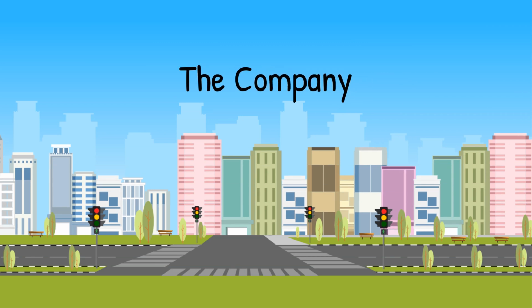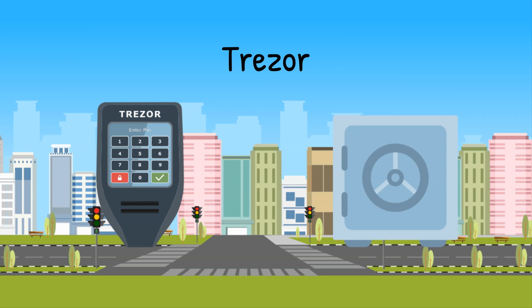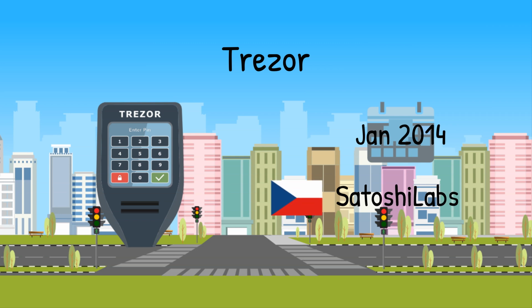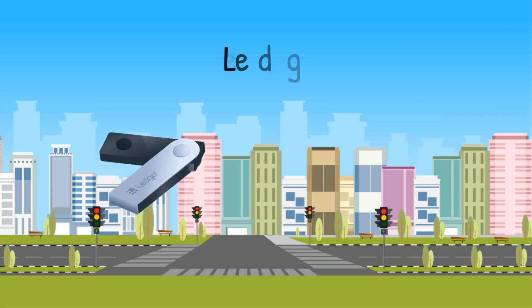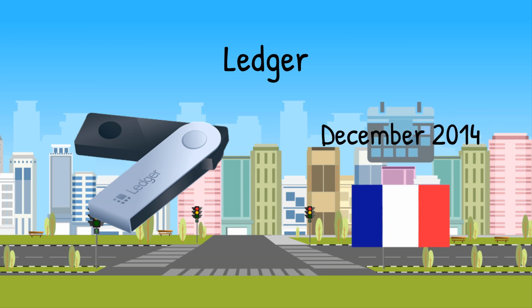The company. Trezor Hardware Wallet is first hardware wallet for cold storage. It is released in January 2014 by Satoshi Labs that based in Czech Republic. While Ledger is based in France and the Ledger Hardware Wallet was released in December 2014.